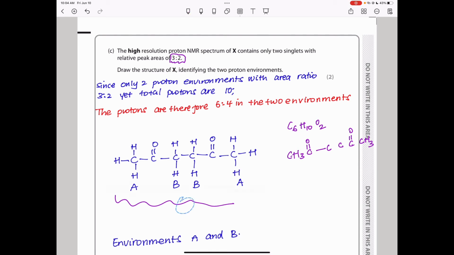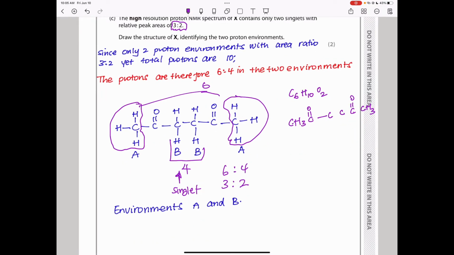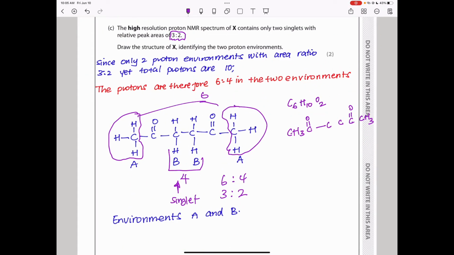So when you look at the structure I deduced here, you can see this environment here is the same as that environment, and the total protons in here are 6 protons. Yet this environment is the same as that. In here we have a total of 4 protons. So the ratio of one environment to the other is basically 6 to 4, which comes out as 3 to 2. And remember they said we have 2 different environments. This environment here is going to be a singlet, and the other environment is a singlet. So here we can see 2 environments, A and B, and the structure is going to be like that.